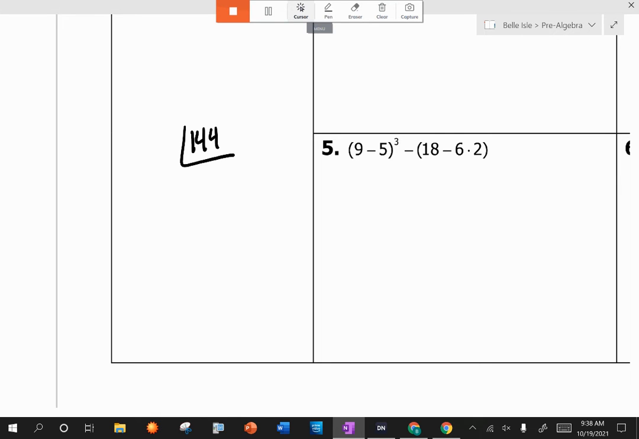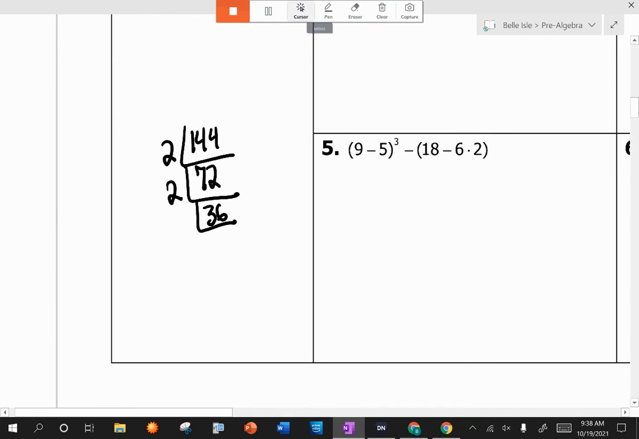What can we pull out? A 2. Okay. What's 144 divided by 2? I'll tell you. It's 72. Now what's a prime number that you can pull out of 72? You can pull out a 2. Okay. 72 divided by 2 is what? We should get this one. Very close. So 36.